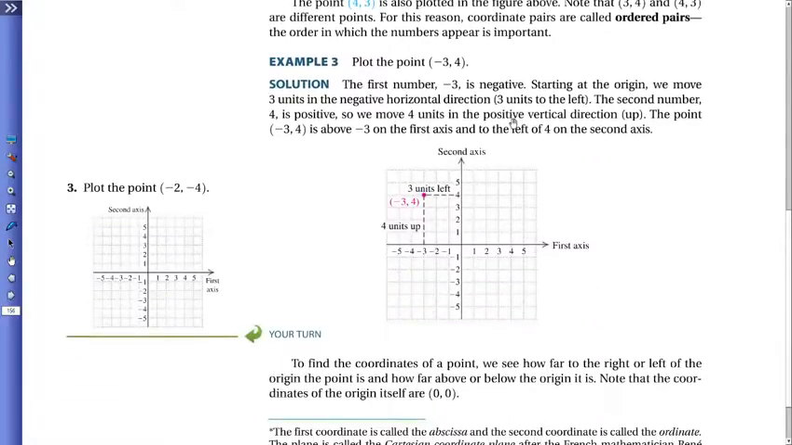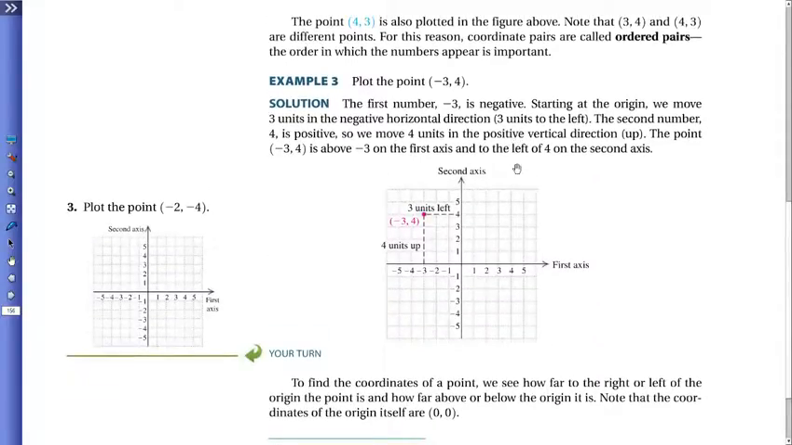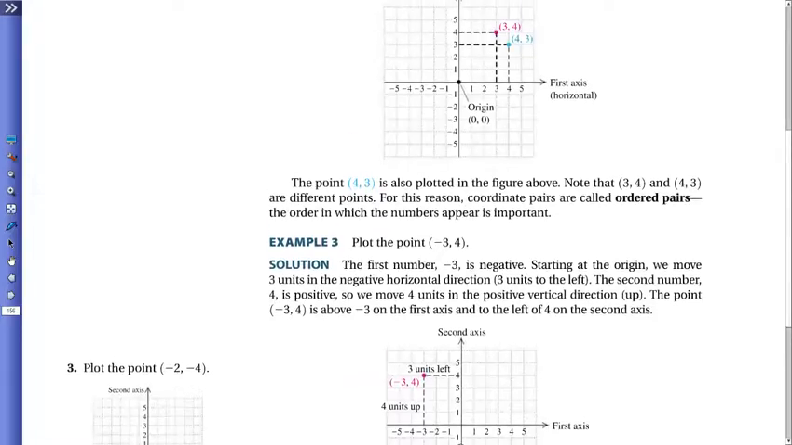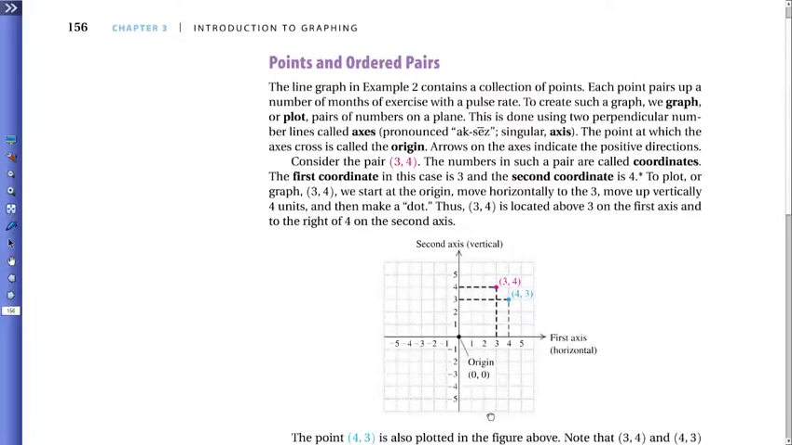So in this example here, to plot the point -3, 4, I'd start at 0, and I'd move to the left 3, that's a negative direction. I end up 3 units to the left. And then the second number tells me to go a positive 4, which is up 4, and I end up over here in this quadrant. Okay? I don't know if we missed the quadrant thing.